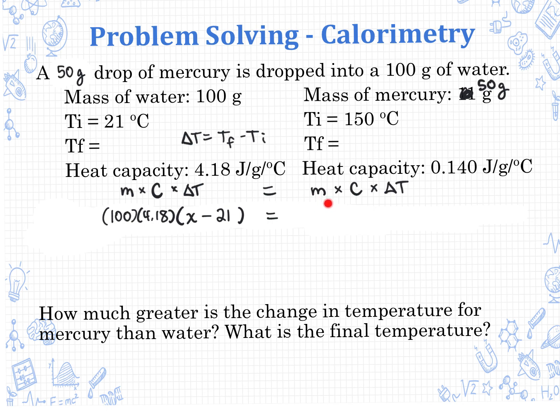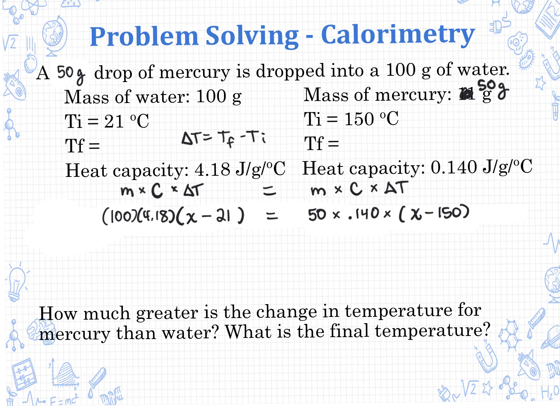So we have the mass of the mercury, which is 50 grams. And we've got the heat capacity of the mercury, which is 0.140. And then we have the temperature change of the mercury. Again, we're going to call the final temperature X. The initial temperature is 150, so X minus 150.